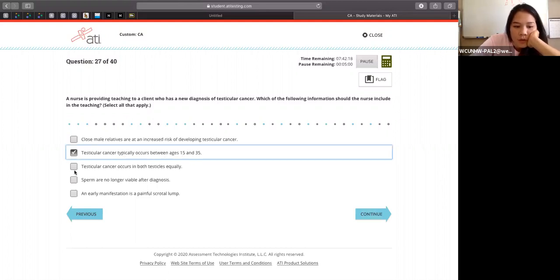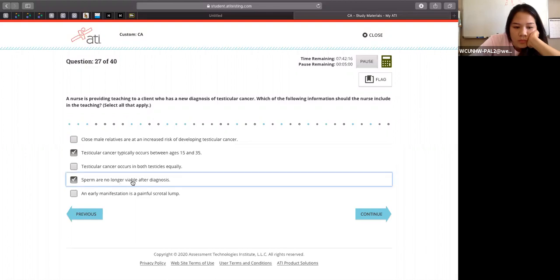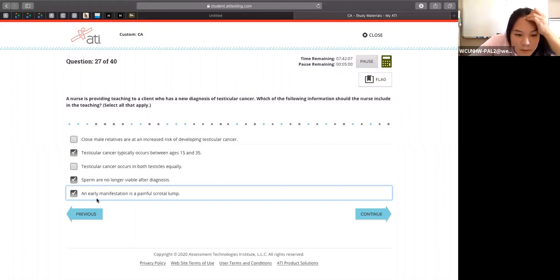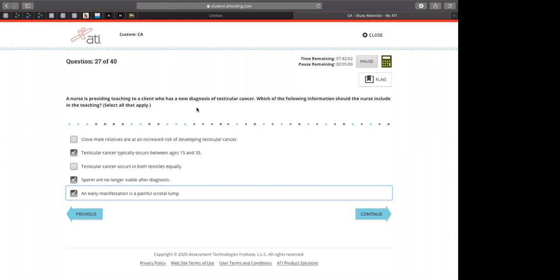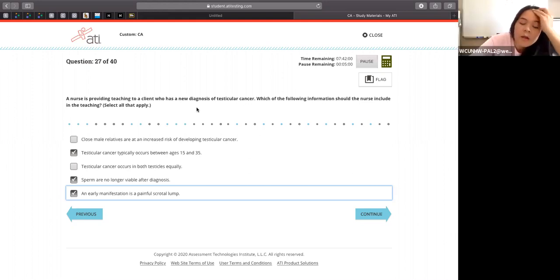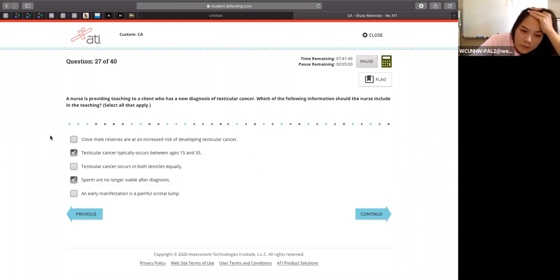Okay. C, after diagnosis. And then the last one also. The last one, a painful. So remember one of the 7 signs of cancer, one of them was that a lump is not painful. And then this one is painful, so it might not be this one. What else?